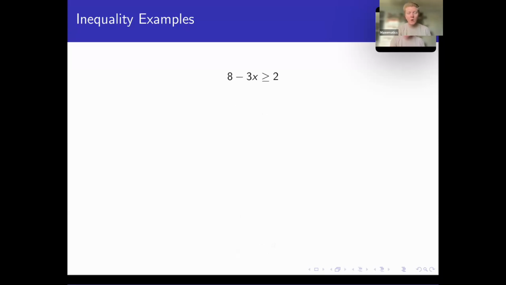Okay, 8 minus 3x is greater than or equal to 2.